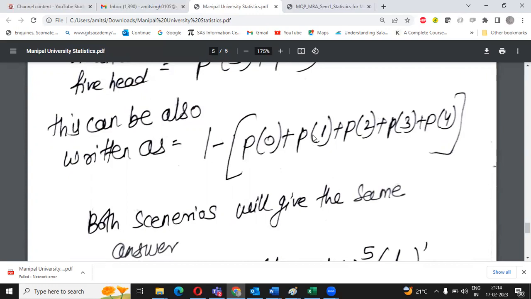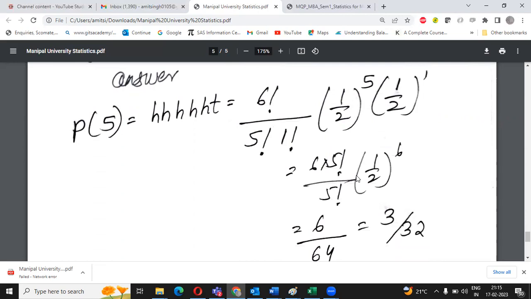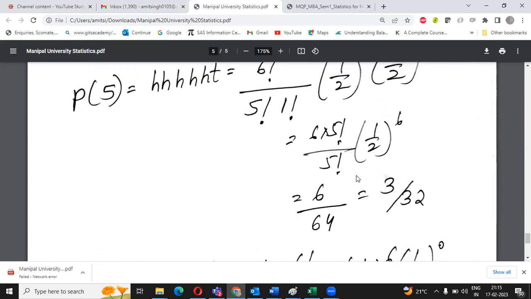If you add this up, this is 1, 1 plus 6 is 7, 7 plus 15 is 22, 22 plus 20 is 42, 42 plus 15 is 57. So 1 minus 57 by 64 is nothing but 64 minus 57 by 64. So 64 minus 57 is 7 by 64.